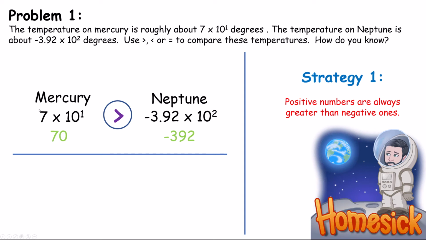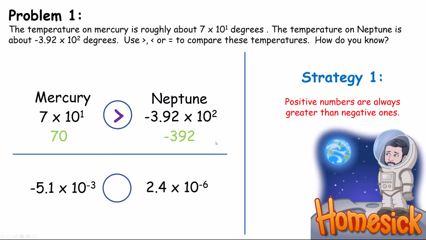In a situation like this where we have a positive 7 over here and a negative 3 over here, it really doesn't matter what my exponent on the 10 is, because no matter how many 10s I multiply this by, and no matter how many 10s I multiply this by, this is always going to be a positive number. And a positive number will always be greater than a negative number.